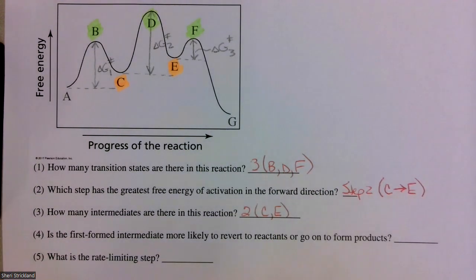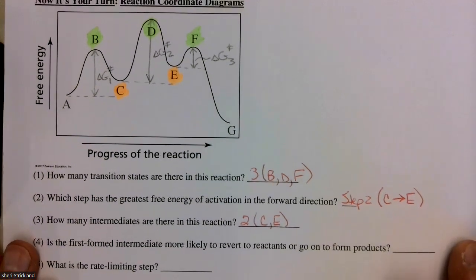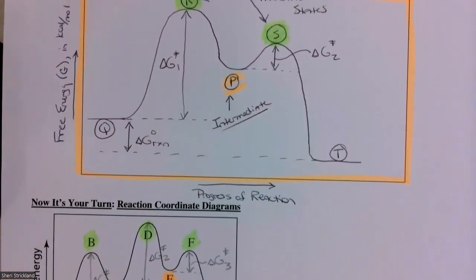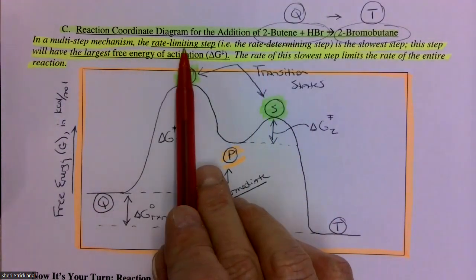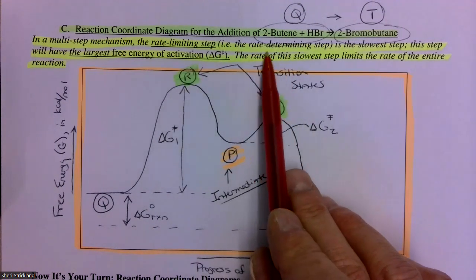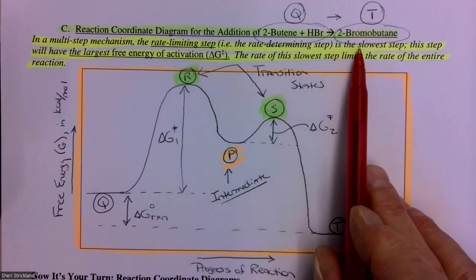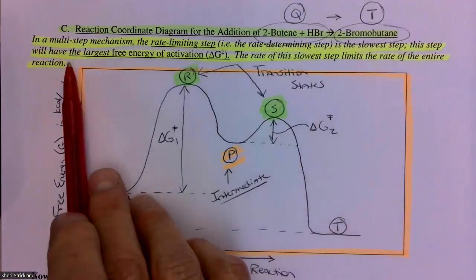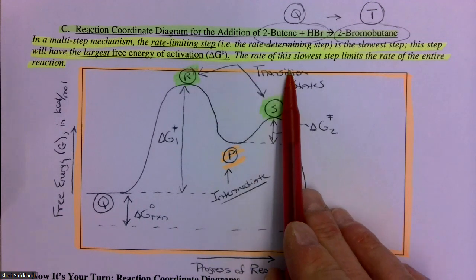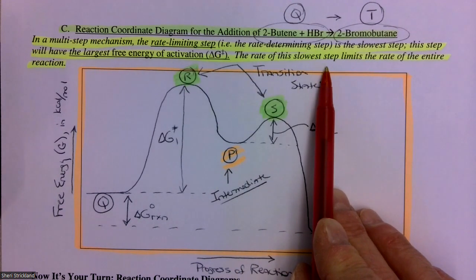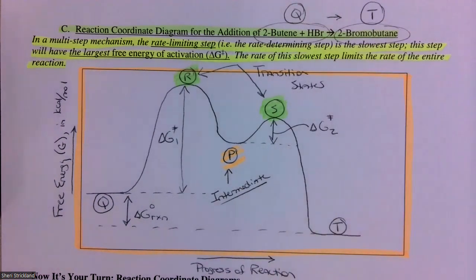All right, is the first formed intermediate more likely to revert to reactants or go on to form products? Okay, so let's talk about this free energy of activation thing. This is something up at the top of the page. Come on back up here a minute. In a multi-step mechanism, the rate limiting step, which is also called the rate determining step, is the slowest step. And the slowest step will have the largest free energy of activation. Also, the reason it's important is because the rate of the slowest step is the major factor in determining the rate of the entire reaction.